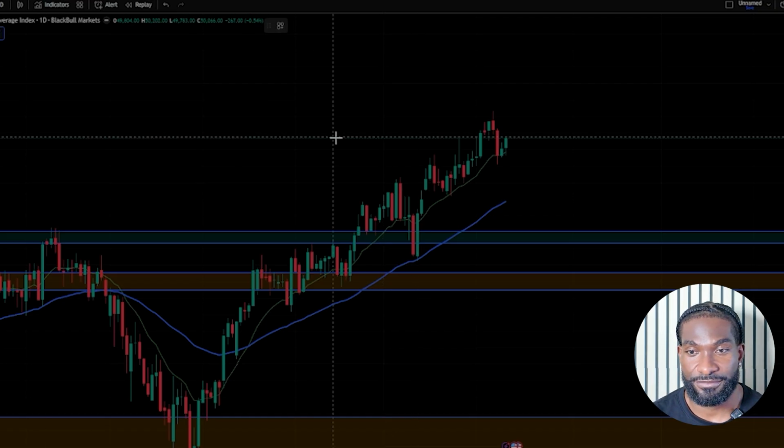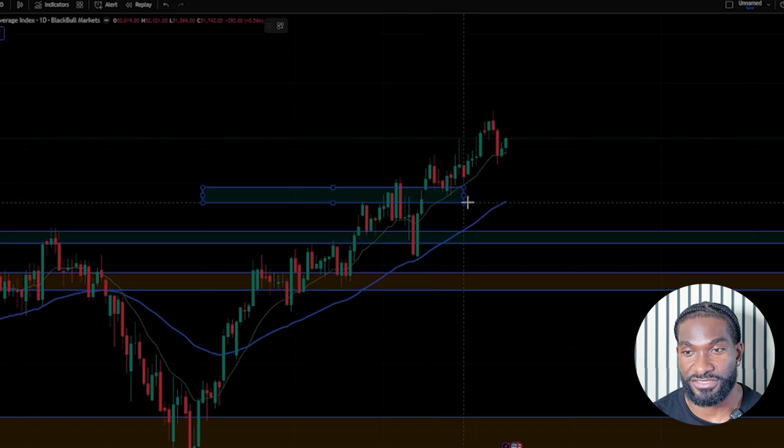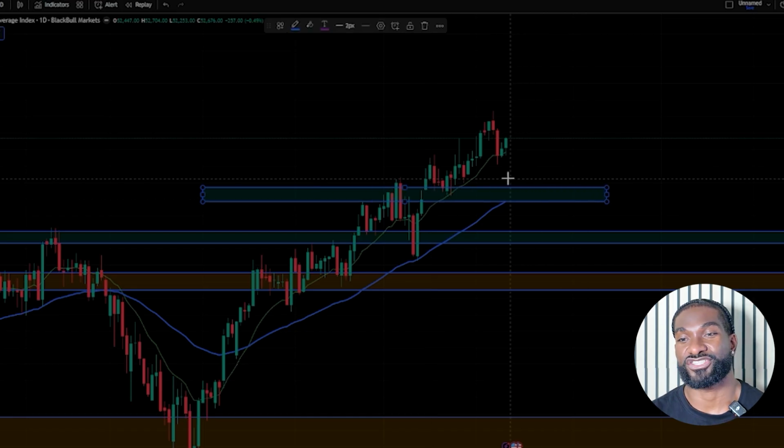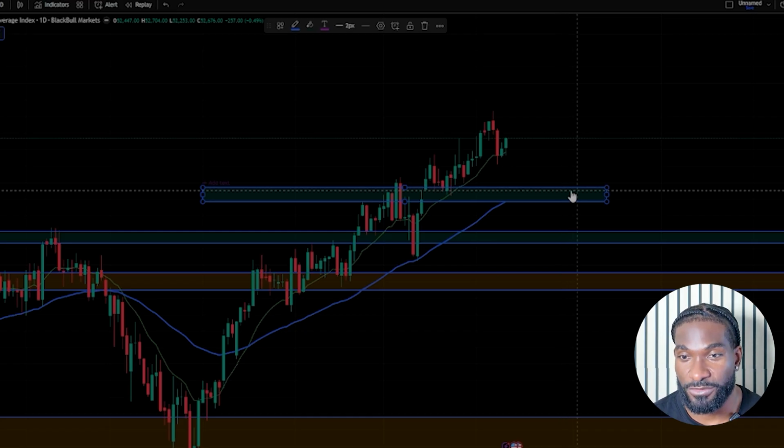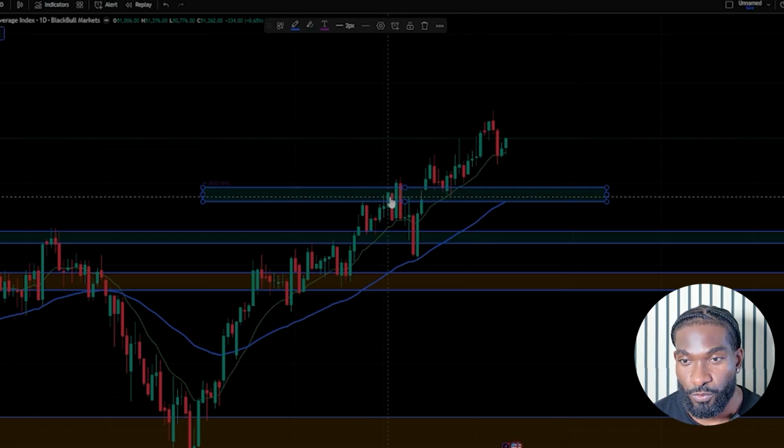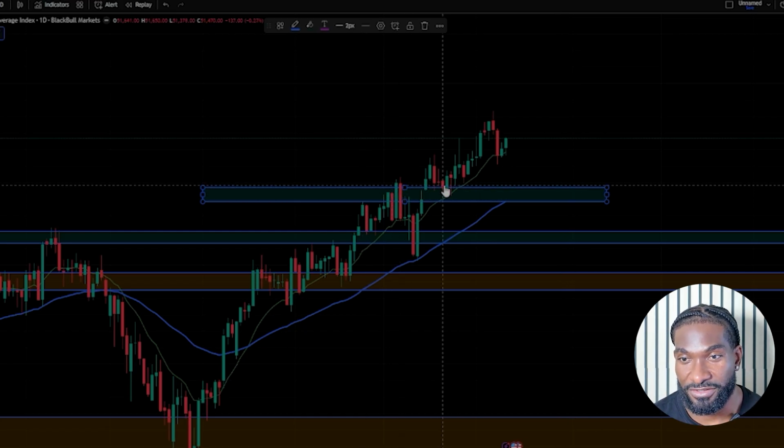So we're going to use our same rectangular tool and we're going to draw something like this. Now we don't want the areas too wide, but we still want to get as many rejections as possible. You can clearly see we have one right here, we have this part, we have this part to the right.